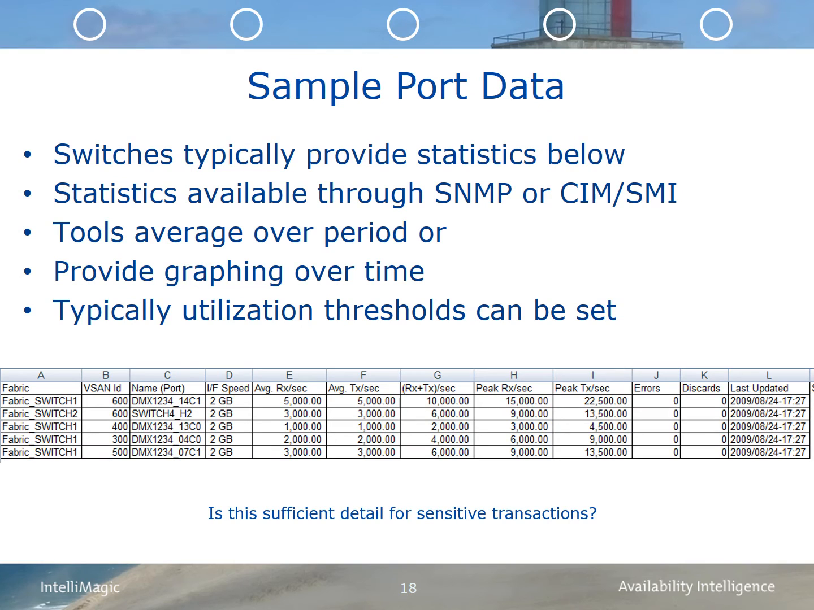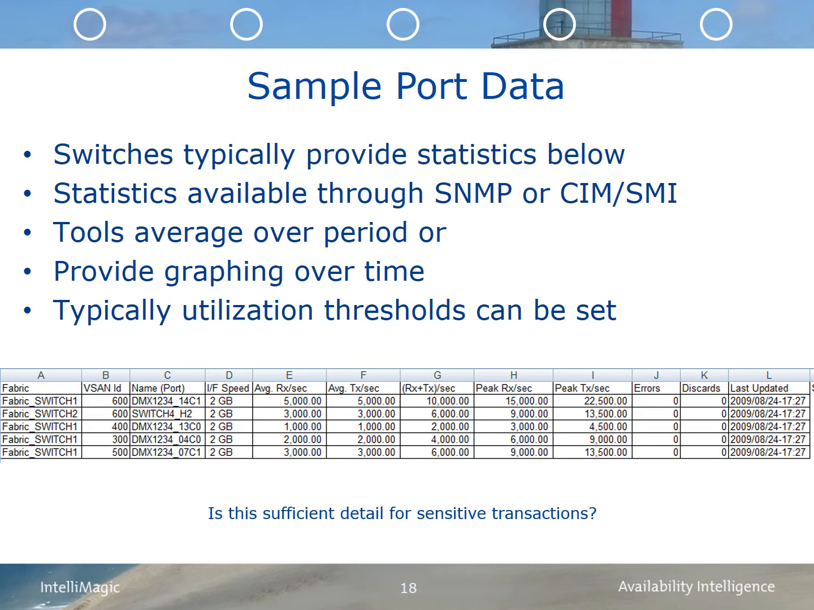Let's take a look at some sample port data. Switches typically provide statistics like what I'm showing in this table, and these are available through SNMP, SIM/SMI, and the tools tend to average these over a period or provide graphing over time. For most tools, you can set thresholds. So let's take a look.